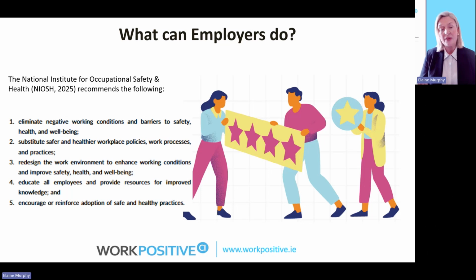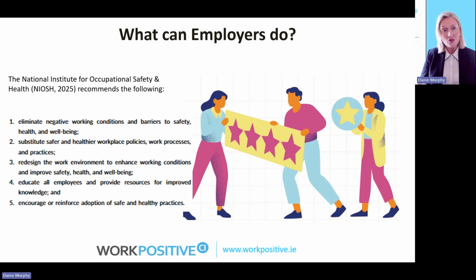The second thing that they recommend is very much substituting safer and healthier workplace policies, work processes and practices. So again, that can be something to replace manual lifting tasks with mechanical lifting, very much introduce ergonomic furniture, ergonomic practices within your work environment, or implementing flexible work schedules. So again, a variety of actions that can be taken there.